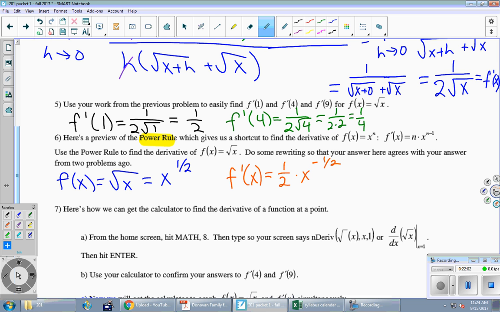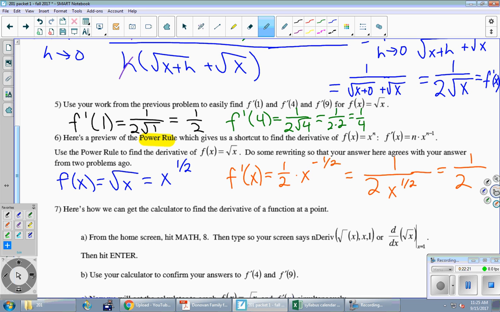Okay, so that answer is fine, but let's clean it up just a little bit. 1/2, x to the negative 1/2 really means x to the half downstairs, right? So x to the half right there, right? That's the negative part of the exponent.